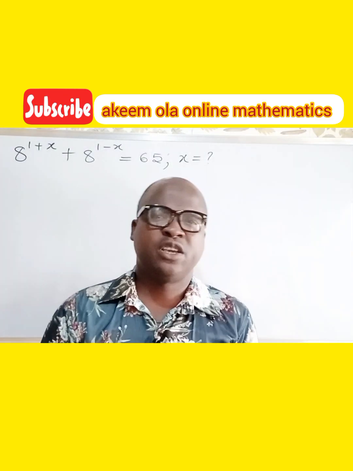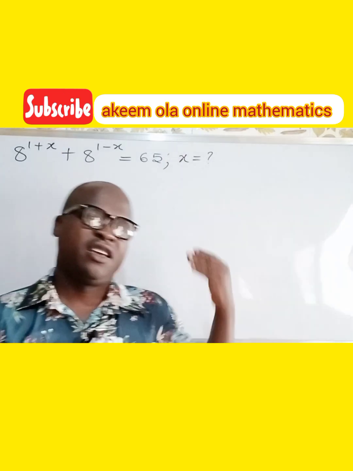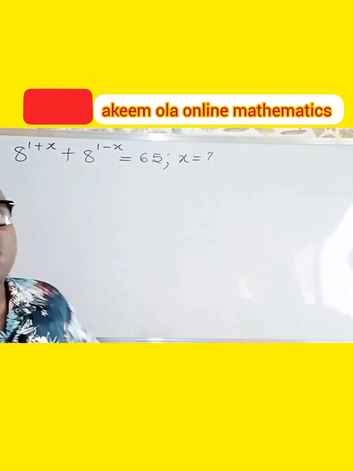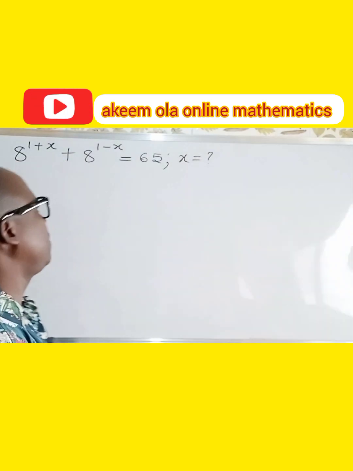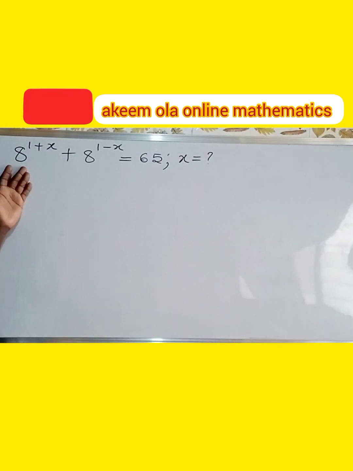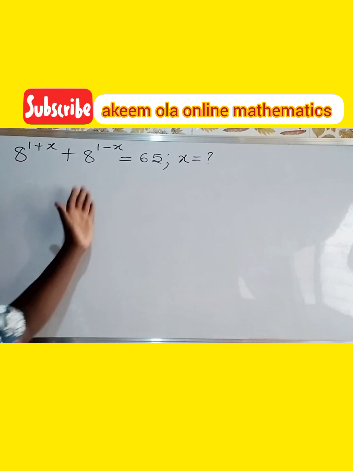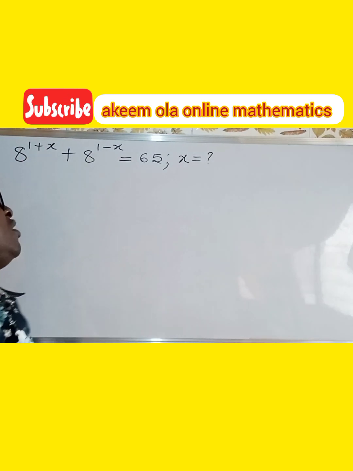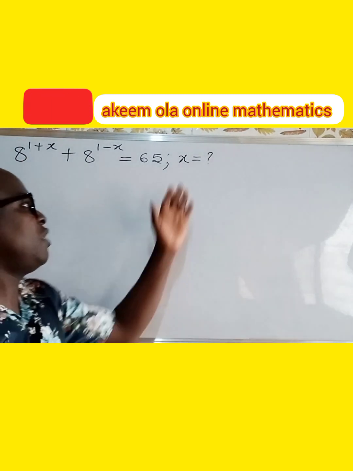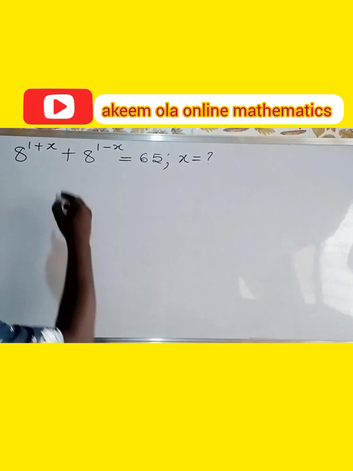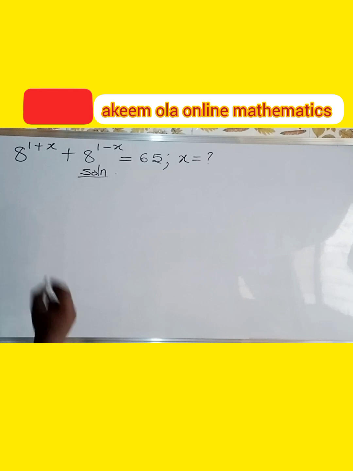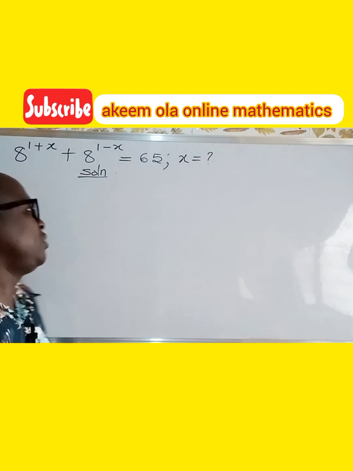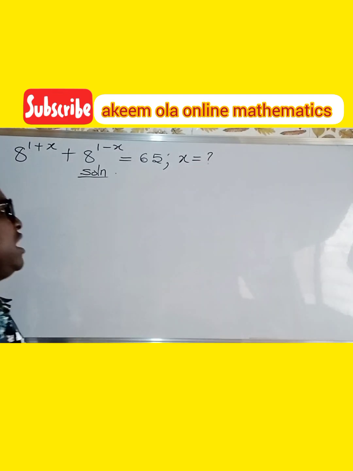We have another question to solve today, and the question is right here on the board. Let's do justice to the question right now. We are given 8 raised to power 1 plus x plus 8 raised to power 1 minus x is equal to 65, and we have to find x. This question deals with indices.